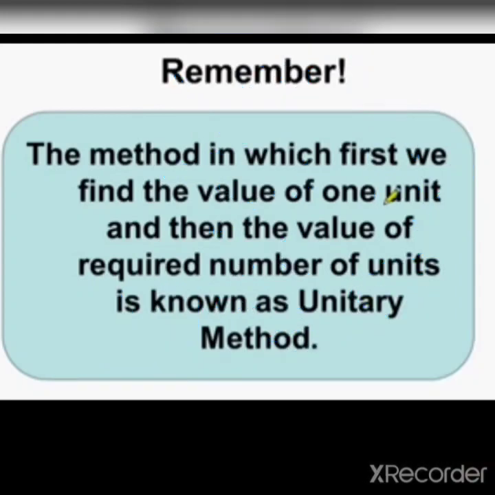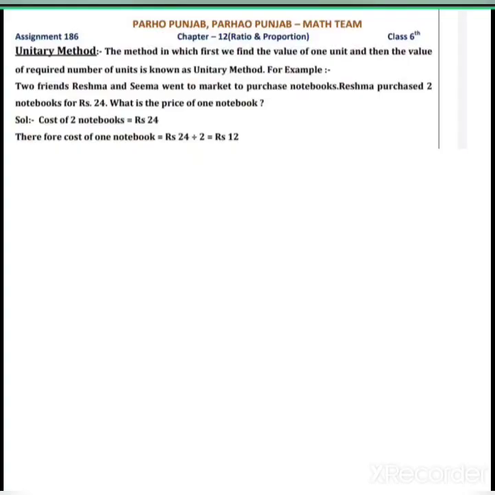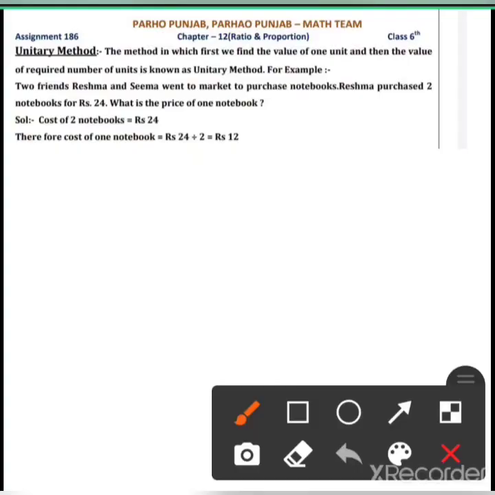So this is called the unitary method, where to find the value of the required number of units, first we have to find the value of 1 unit. Then multiply the value of 1 unit by the number of required units. In assignment 186, the unitary method we are doing is the method in which first we find the value of 1 unit and then the value of the required number of units. So we take an example.